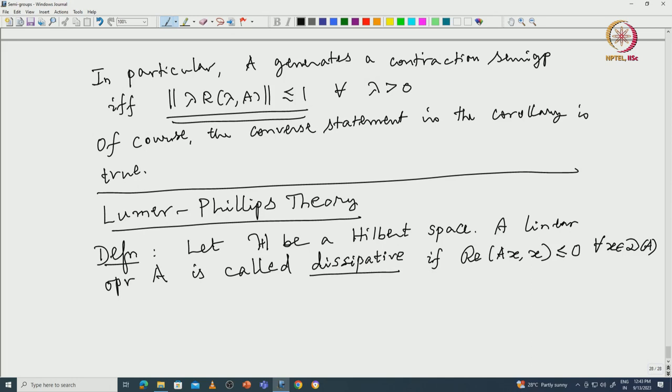So, in applications it actually implies the energy is dissipating. So, for example, if you take A equal to the Laplacian and H is L2, of course L2 of Omega or L2 of R^n, and then you take an appropriate domain for A, then you essentially see that (Au, u) equals minus the norm of grad u squared. Okay. So, you put conditions on the domain so that there are no boundary terms. So, by integration by parts you see that.